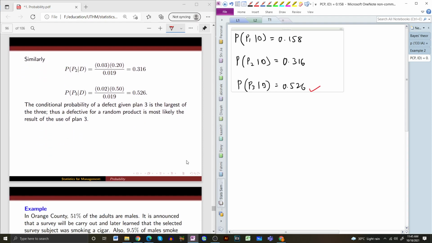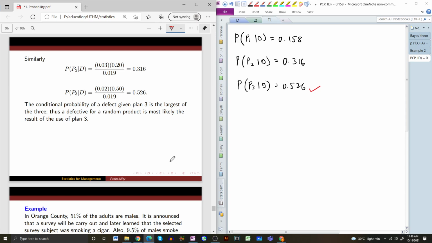You can see the answer here. Later on I will share this slide also with all these answers. Okay, don't worry. I will put it there, slide with complete answer. So the conditional probability of a defect given plan 3 is the largest of the three. So if a product is defective, most likely, it is from plan 3. Okay, this is the idea.